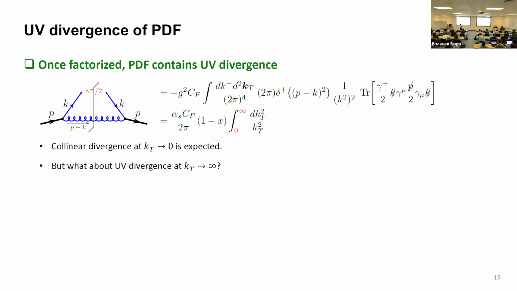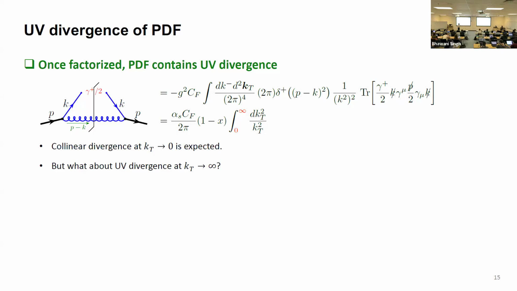Once this PDF is factorized, I have shown you that this K minus and K perp integrations are fully involved with this part. But if you really work this out, we have seen that we have a square of the quark propagator, and we also have a Dirac trace of the numerators. And this numerator will give us a factor of kt squared. So in the end, you have the form of kt squared over kt squared, this integration. And this integration is from 0 to infinity. And this gives you divergence, right?